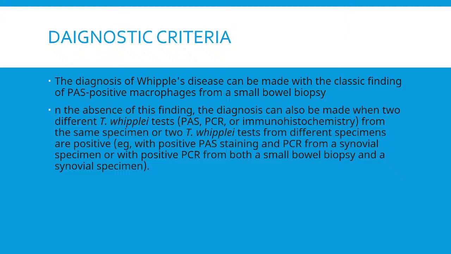In the absence of this finding, the diagnosis can also be made when two different Tropheryma whipplei tests, such as PAS, PCR or immunohistochemistry, from the same specimen are positive. That means you should have at least two tests positive from the same sample, or two tests from different specimens positive. For example, positive PAS staining and PCR from a synovial sample, or positive PCR from both a small bowel biopsy and a synovial sample. Okay.